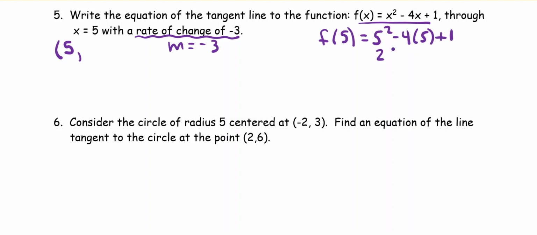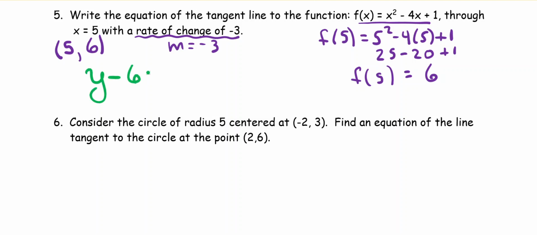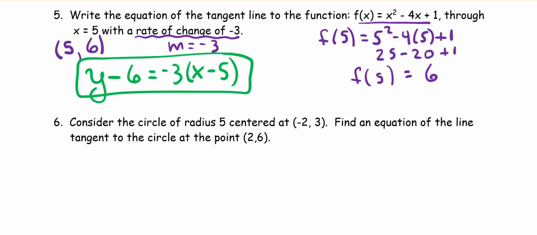5 squared is 25 minus 20 plus 1, and you end up getting f of 5 to be 6. So there's my ordered pair, 5, 6. Now with this information, I can write the equation of my tangent line. y minus y1 equals m times x minus x1. We'll leave it like that.